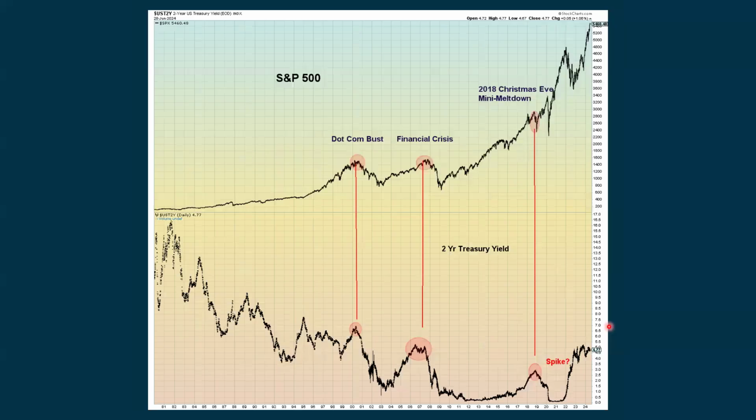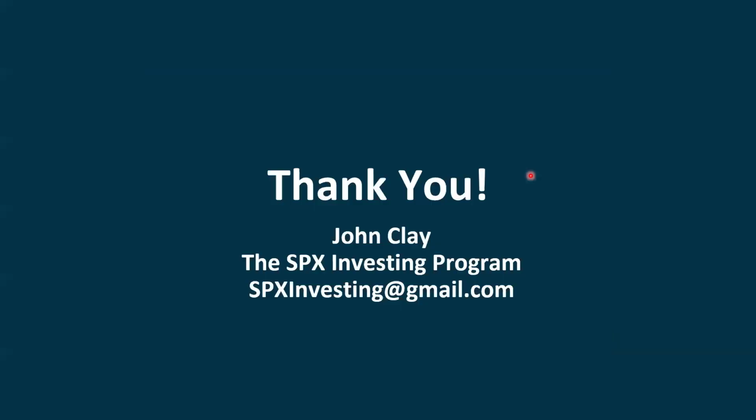And then we keep an eye on the 2-year treasury yield. Sometimes when the 2-year yield spikes up and then starts to come down, that will often give short to intermediate term support to the S&P. We're not really seeing anything like that right now.